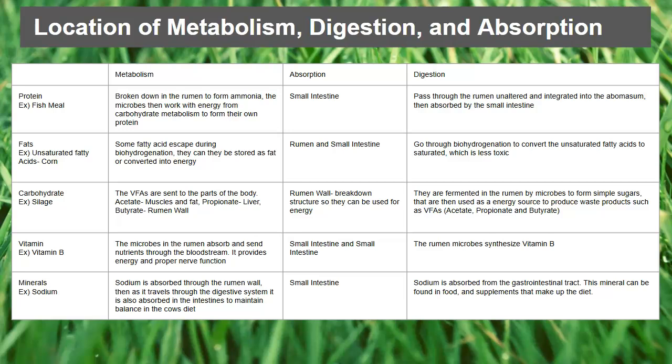We have vitamins, example being vitamin B. The microbes in the rumen absorb and send nutrients through the bloodstream. It provides energy and proper nerve function. Absorption occurs in the small intestine.